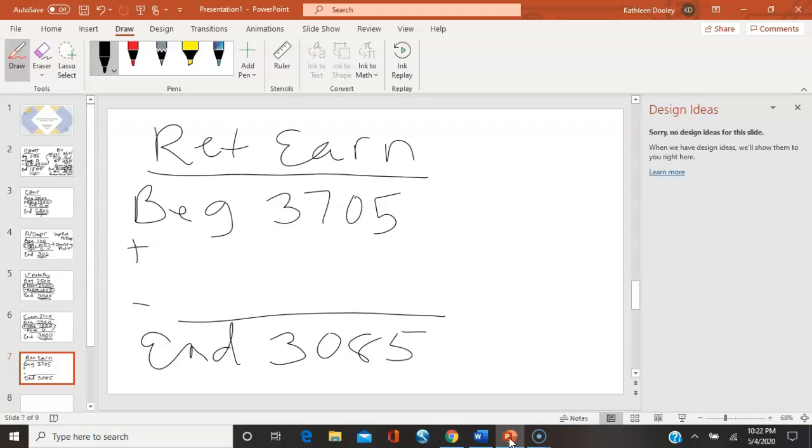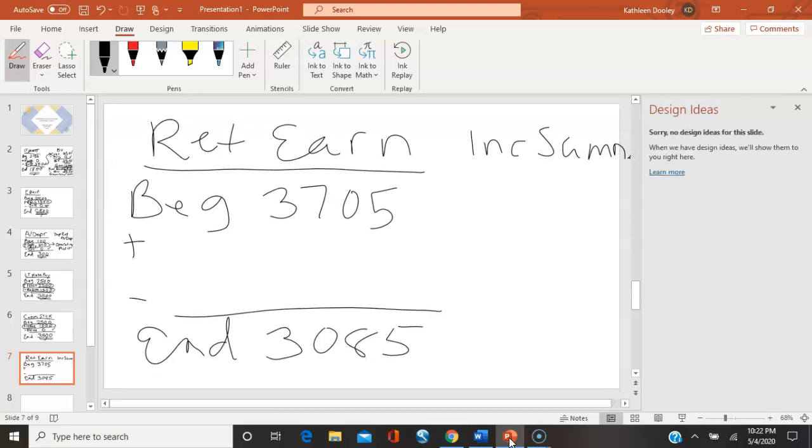Okay, and so if I am closing out income summary and I have a net income, then I'm going to debit income summary and credit retained earnings. Okay, and so that will make retained earnings go up. Okay, so net income being closed into it would make it go up.